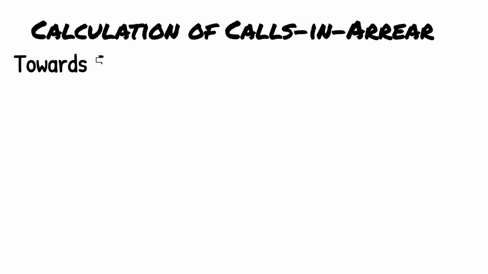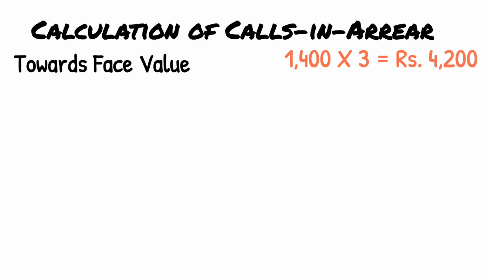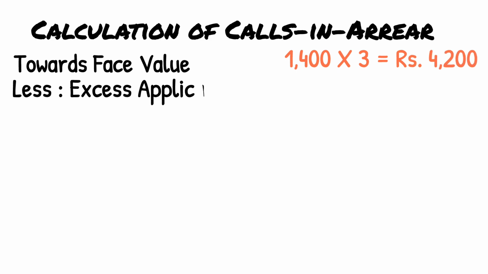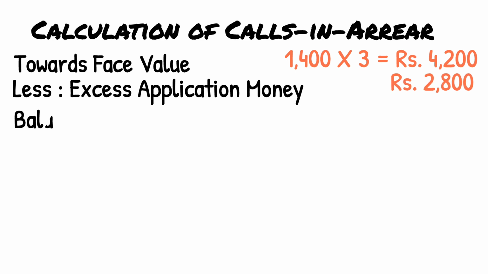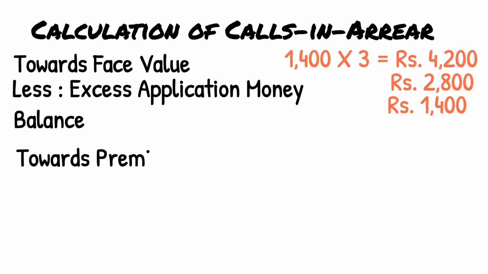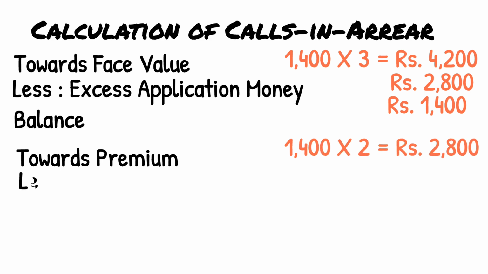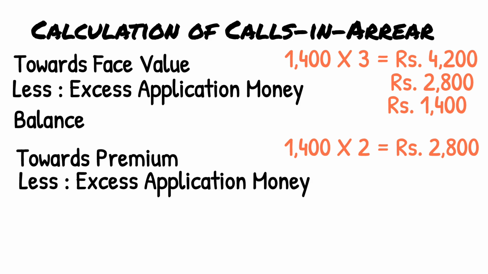Let's look at its calculation. The amount that was payable towards the face value on 1,400 shares was rupees 3 per share, 4,200. First, we'll adjust any excess application money received. The company has 2,800 rupees excess application. It has been fully adjusted. Still rupees 1,400 remains to be adjusted. And towards premium, Mr. Mukul was supposed to pay at the rate rupees 2 per share on his 1,400 shares. Now the company does not have any excess application money left to adjust against premium. So nothing could be adjusted. The full amount 2,800 remains unadjusted.